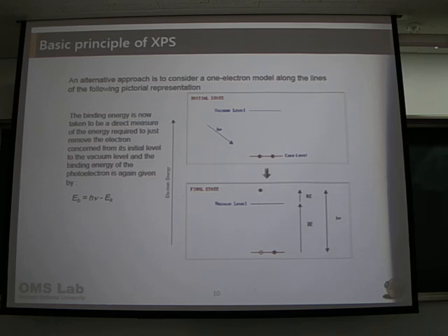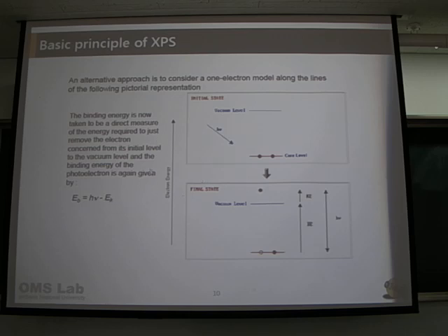An alternative approach is to consider a one electron model. If we consider the one electron model along the line of the following picture, look at here, this is the initial state and this is the final state. In this case, the binding energy is taken to be a direct measure of the energy required to just remove the electron, I mean the h nu, and then connect it from its initial level to the vacuum level, and the binding energy of the photoelectron is again given by EB equal to h nu minus EK.